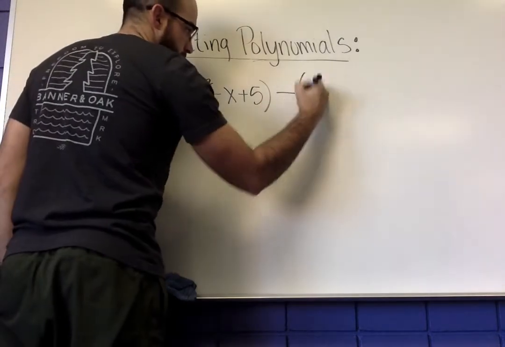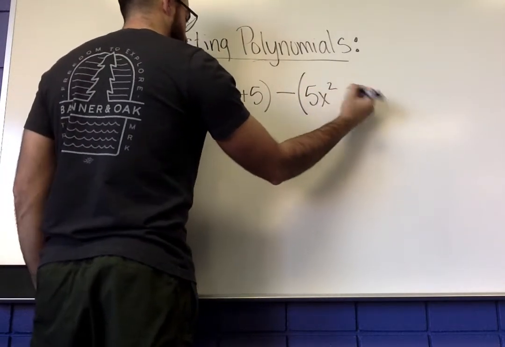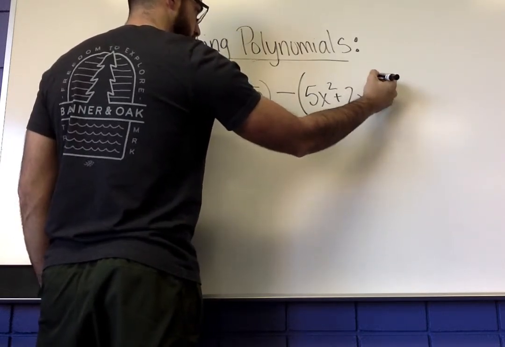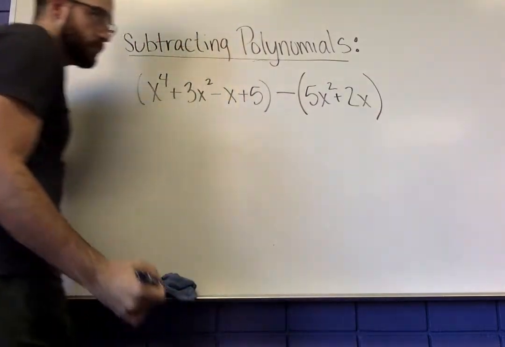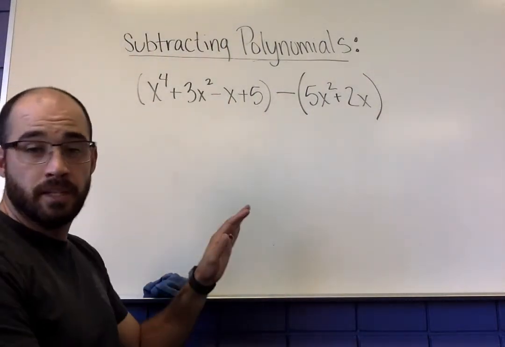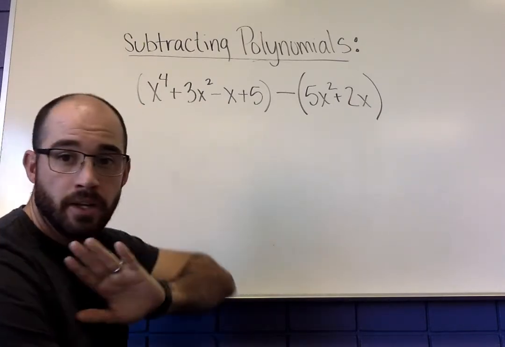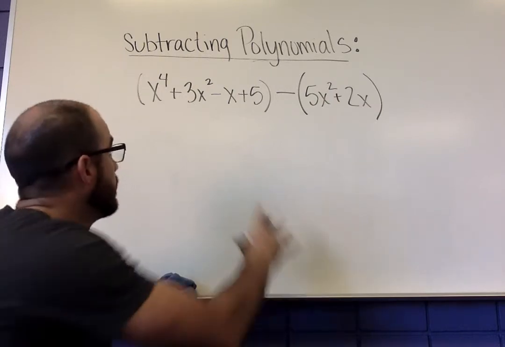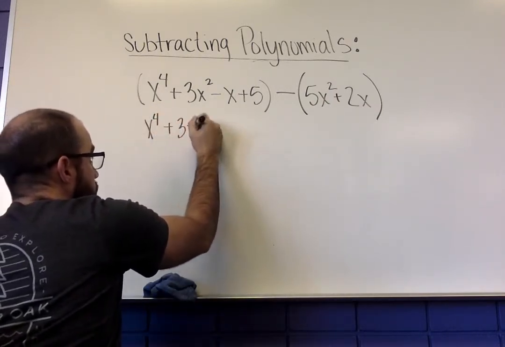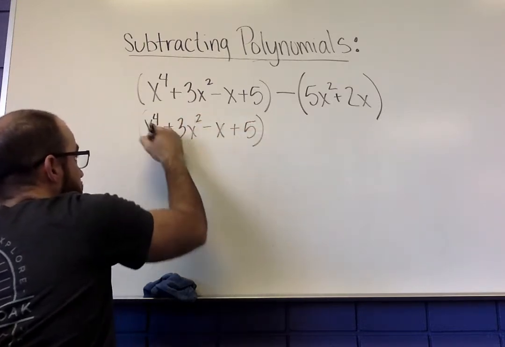I've got a minus, and here I'm just going to do, let's say, 5x squared plus 2x. And let's just leave it at that. Okay? All right, so I'm going to go ahead and deal with my problem. So we said the first part, again, my first parentheses when we have subtraction doesn't change. I'm just going to rewrite this. So this is just going to come directly down. I have x to the 4th plus 3x squared minus x plus 5 stays the same.